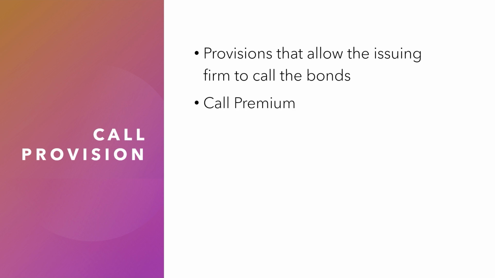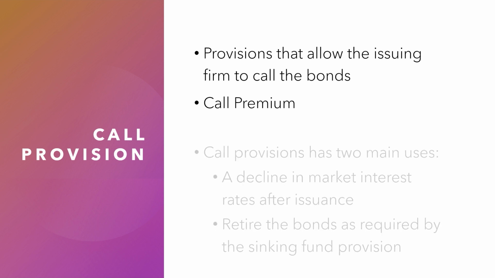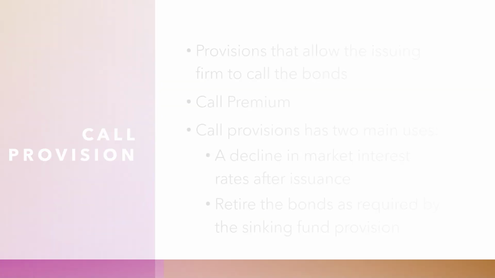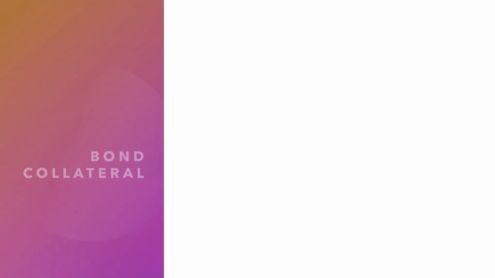The difference between the bond call price and the bond par value is called call premium. Call provisions have two main uses. Number one, it gives the firm an option to call the bonds when there is a decline in interest rates after the issuance of the bond. In this way, the firm can issue a new bond with lower rates. Number two, a call provision may be used to retire the bonds, the same as how a sinking fund provision would function.